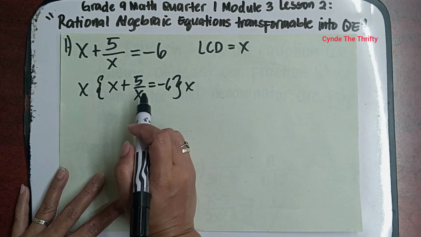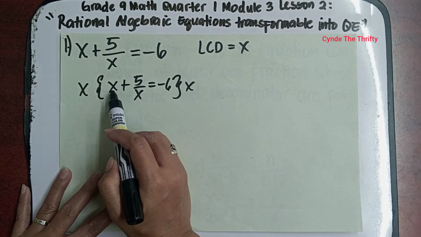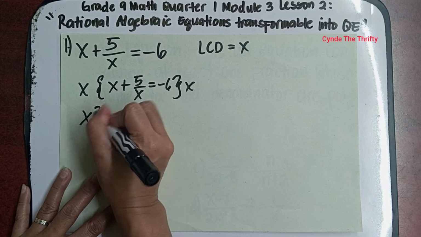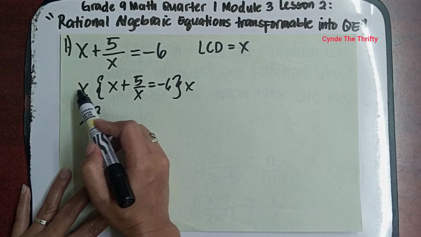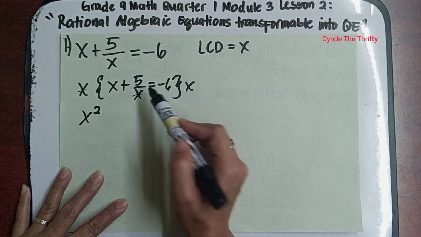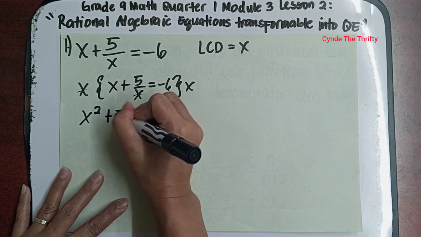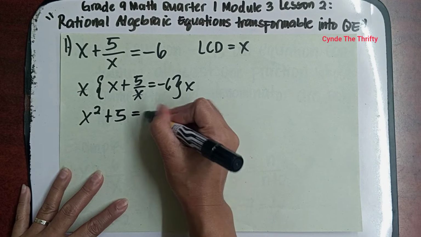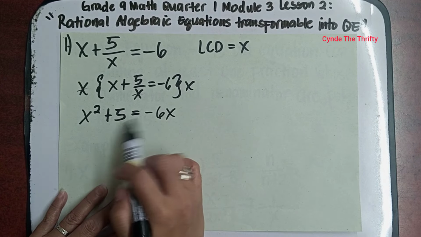Okay, so sa pag-multiply natin, isa-isahin natin para hindi kayo malito. So si x muna at si x, i-multiply natin. So x times x is equal to x squared. And then si x multiplied by 5 over x. So pwede nating i-cancel si x dito and si x dito. So 5 na lang yung naiwan. So plus 5 is equal to negative 6 times x is equal to negative 6x. Okay, so meron na tayong equation.